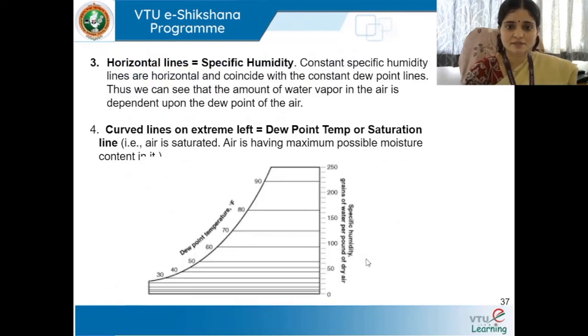horizontal lines indicate specific humidity. Constant specific humidity lines are horizontal and coincide with the constant dew point lines. Thus, we can see that the amount of water vapor in the air is dependent upon the dew point of the air.